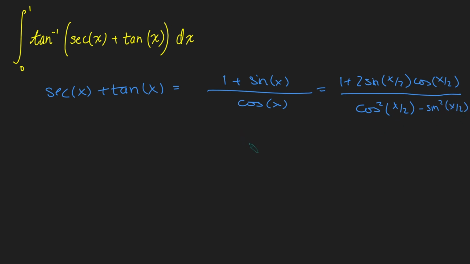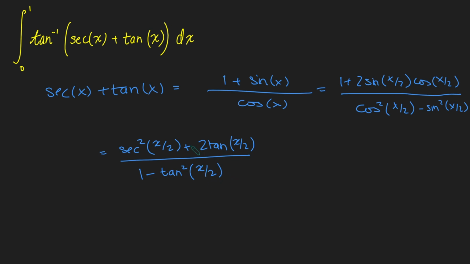Cool. Now what I'm going to do is divide top and bottom by cos squared of x over 2. So my numerator, this 1, becomes a sec squared of x over 2. And then 2 sine x over 2 cos x over 2 just becomes 2 tan x over 2. And on the bottom, dividing by cos squared of x over 2, this cos squared just becomes 1. And then I've got minus sine squared divided by cos squared. And so that's just tan squared of x over 2.